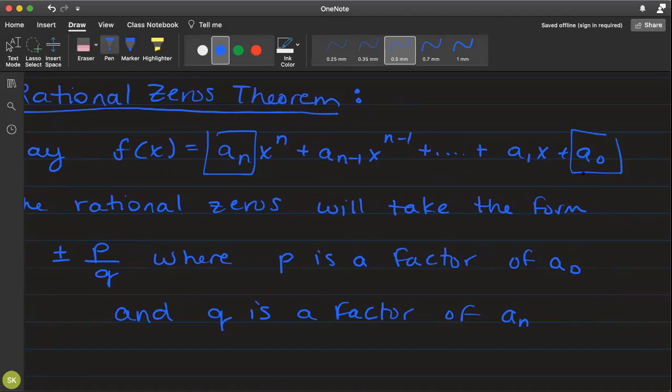So anything that divides that number. And I'm going to find all the factors of this number. So anything that divides that number. And I'm going to take the ones that divide this number and divide it by the ones that divide this number. And that will give us a bunch of numbers that could be potential factors of our polynomial function.